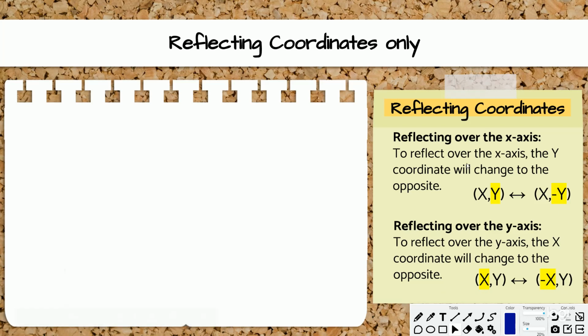So I always try to remember that it's the opposite coordinate of the axis. If it's the x-axis, we're changing the y. If it's the y-axis, we're changing the x. So now let's do an example.